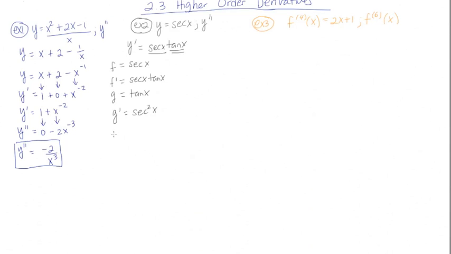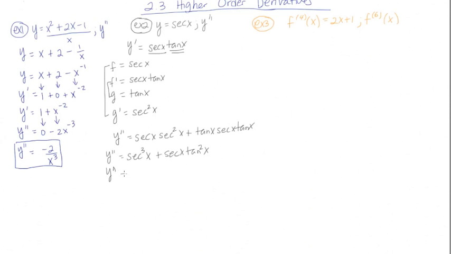Now, according to the product rule, to figure out the derivative when there's a product involved, it involves the formula first times the derivative of the second. Again, that's the first times the derivative of the second plus the second times the derivative of the first. So that's the second times the derivative of the first. If we clean this up, we end up getting secant cubed x plus secant x tan squared x.